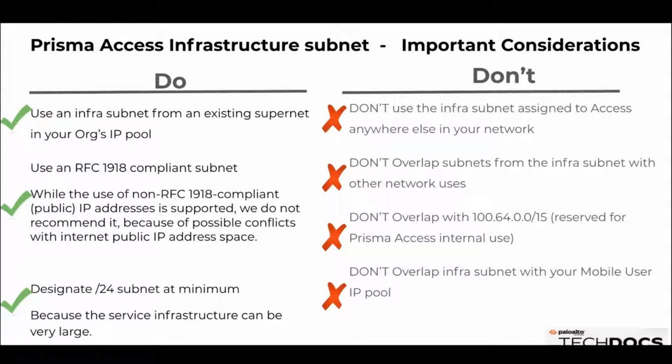There should be no overlaps, and it should not overlap with the IP address range 100.64.0.0/15, which is reserved for Prisma Access internal use only. Also, the infrastructure subnet you will configure for Prisma Access should not overlap with your mobile user IP pool, which you would define in your mobile user section.